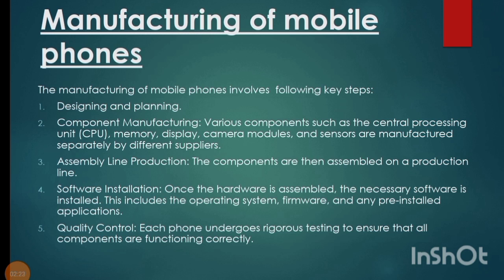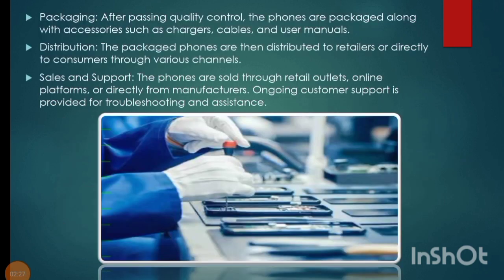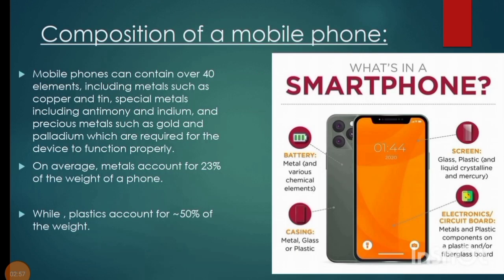Quality control. Each phone undergoes rigorous testing to ensure that all components are functioning properly. Packaging. After passing quality control, the phones are packaged along with accessories such as chargers, cables, and user manuals. Distribution. The packaged phones are then distributed to retailers or directly to consumers through various channels. Sales and support. The phones are sold through retail outlets, online platforms, or directly from manufacturers. Ongoing customer support is provided for troubleshooting and assistance.